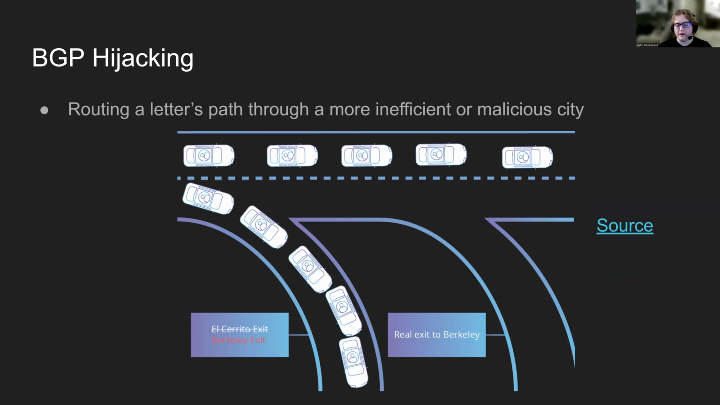Then there's BGP hijacking. So anytime you send information over the internet, it has to choose a path of routers to send that information. You can think of it kind of like sending a letter. I'm in Pittsburgh, and let's say I want to send a letter to San Antonio, Texas. So I address my letter for Texas. I drop it in the mailbox.